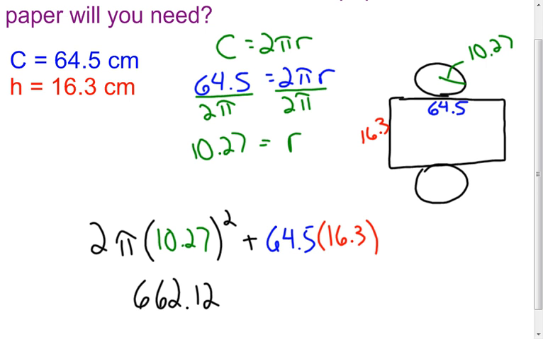Now what I did is I took the 10.26 something, I just squared that whole thing, multiplied it by my pi button, and I multiplied it by 2 and ended up here. I didn't round anything until I got to this point.